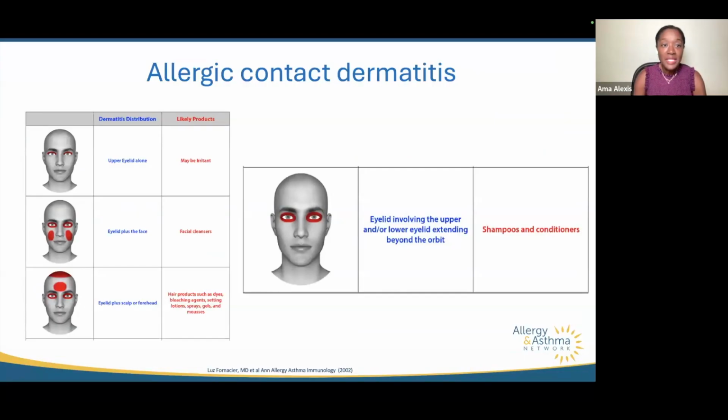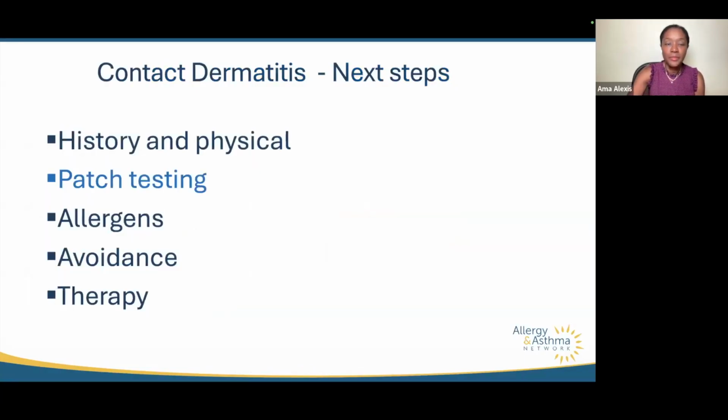All right, and here are another few examples from this fantastic article. If you just have upper eyelid involvement, it may just be due to an irritant. If you have eyelid plus facial involvement, it could be due to a facial cleanser. If you have eyelid plus scalp or forehead involvement, it could be due to a hair product that you're using, such as a dye, a bleaching agent, setting lotions, sprays, gels, or a mousse. And if the upper and lower eyelid involvement extends beyond the orbit, it can be due to shampoos and or conditioners.